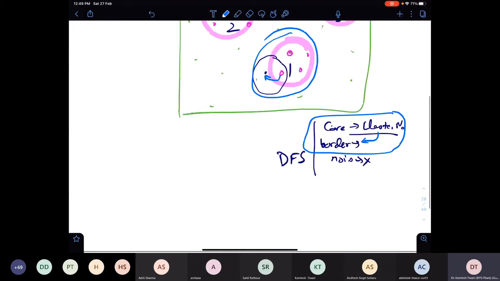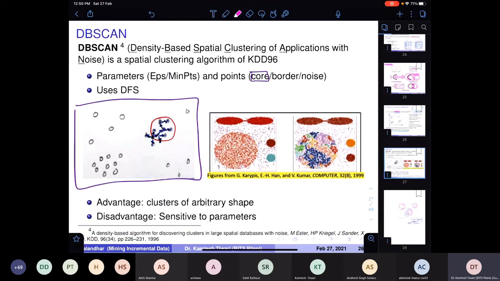One minute. So everybody understand this particular part, that two parameters we have, EPS and min PTS. Using these, we have actually divided the points into the core, border and noise. And then after that, on the core points, we have applied DFS to find out the clustering, and after that we actually got the complete clustering on that.